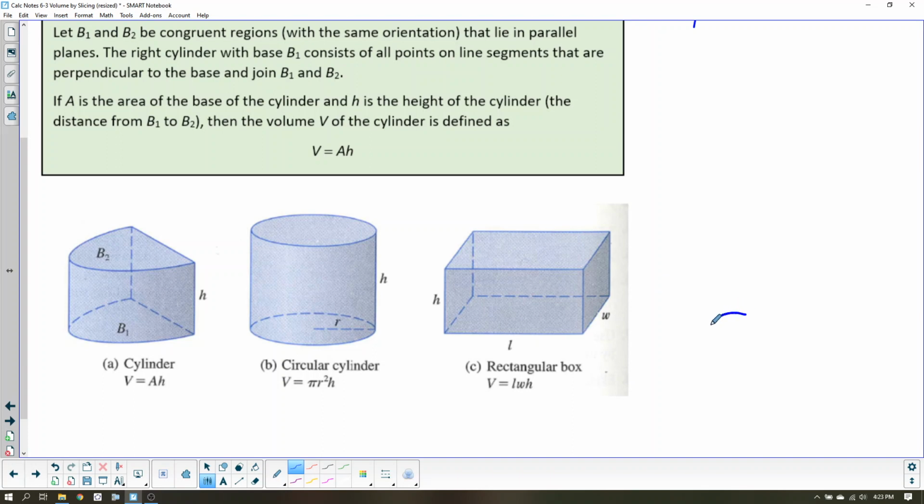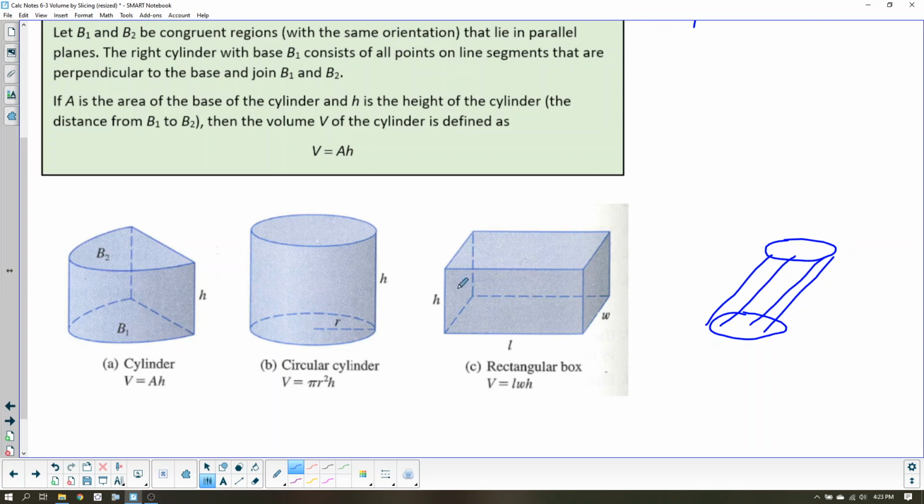You could have an oblique cylinder where you have 2 congruent regions, but they're joined by not perpendicular segments, they would be joined by slanted segments. So this would be an oblique cylinder. We're not interested in this type of cylinder here. We want only right cylinders.